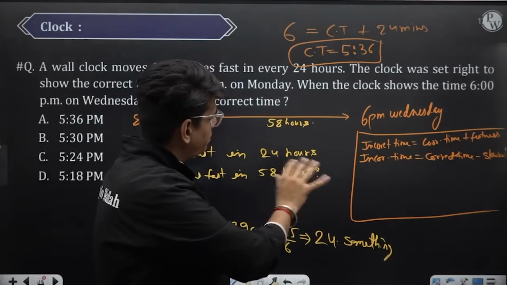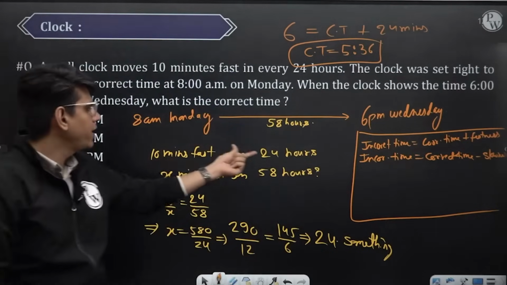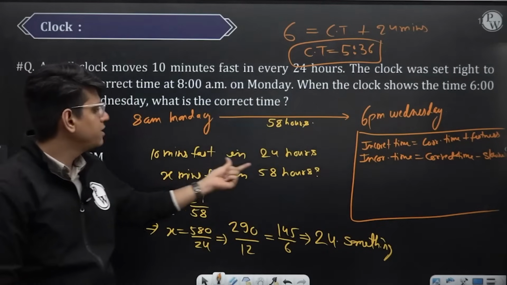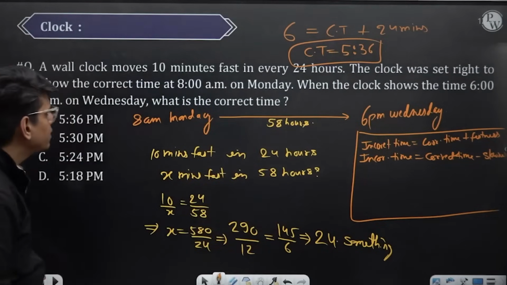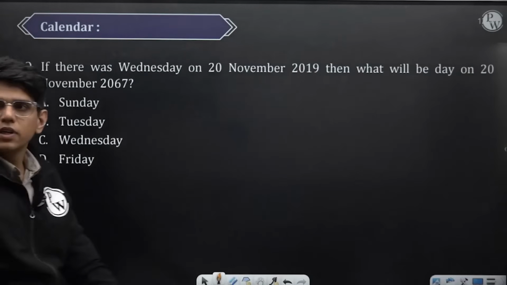So place it in that formula, and this is unitary method. If it is fast 10 minutes in 24 hours, it will be fast by how many minutes in 58 hours. So this is another important question from this clock, right? Next we have to move to calendar.